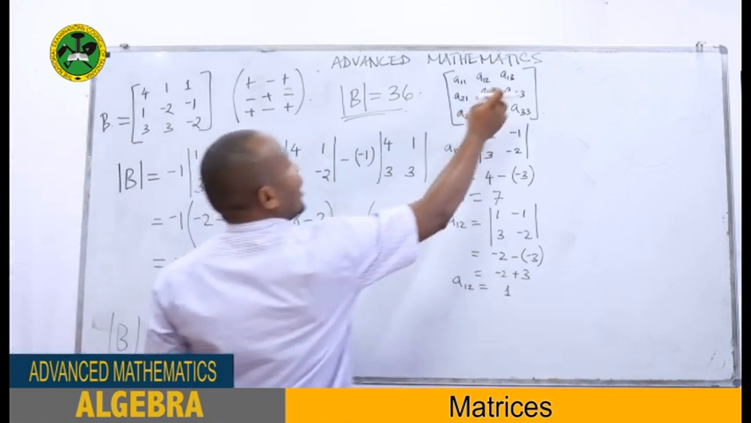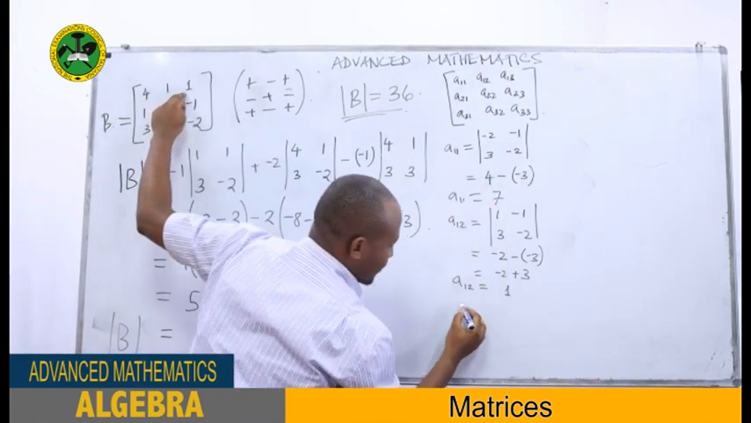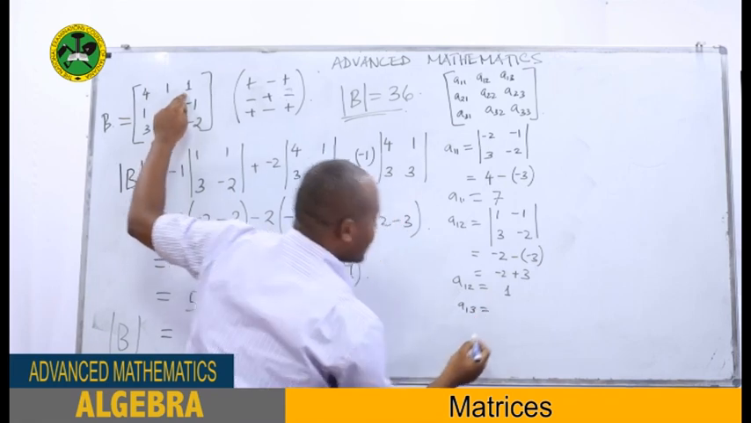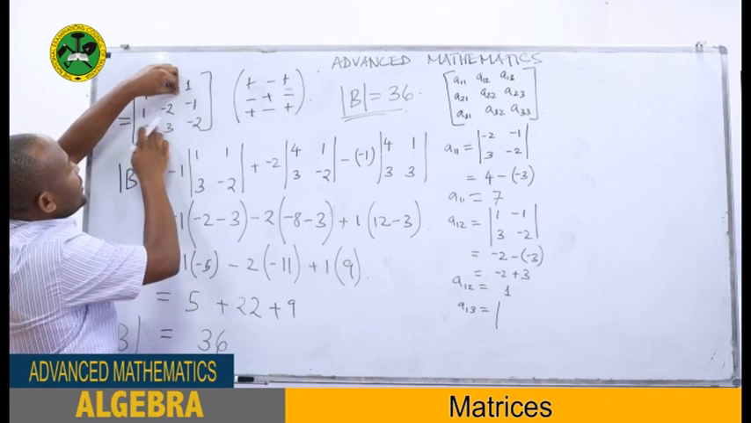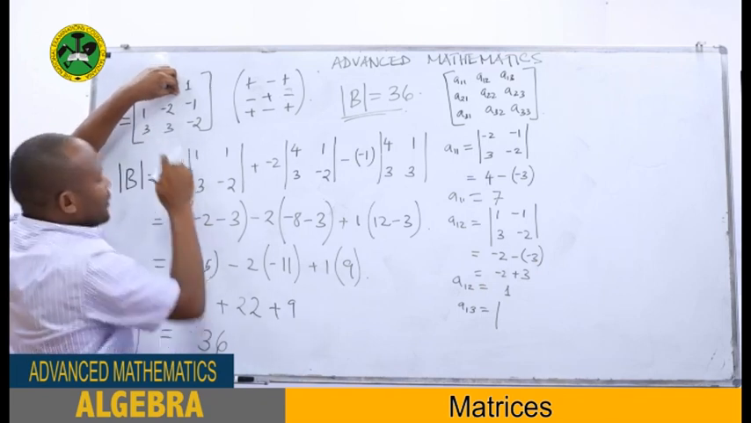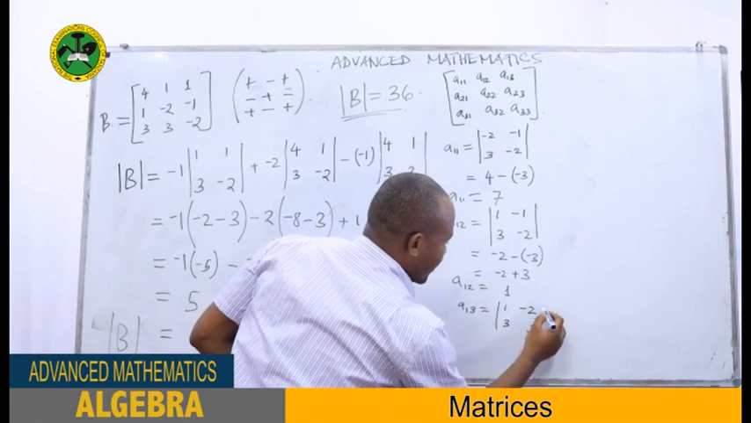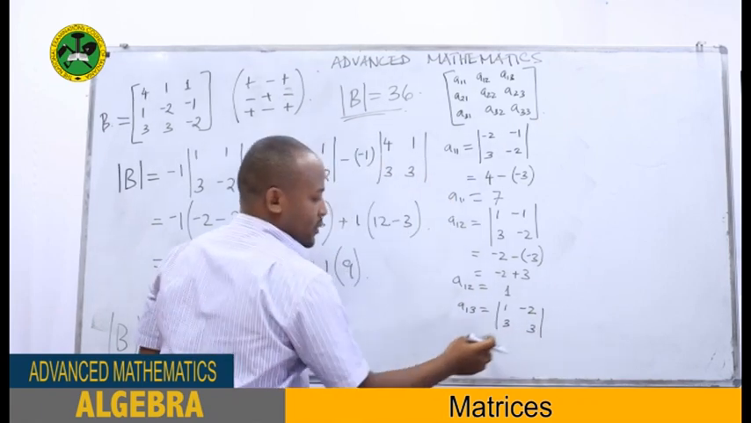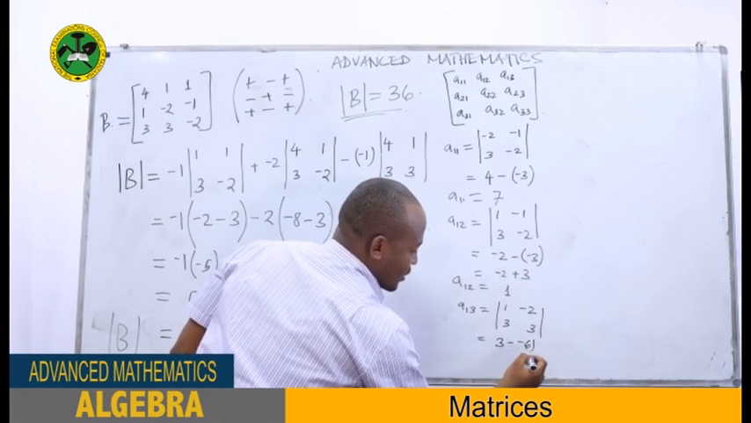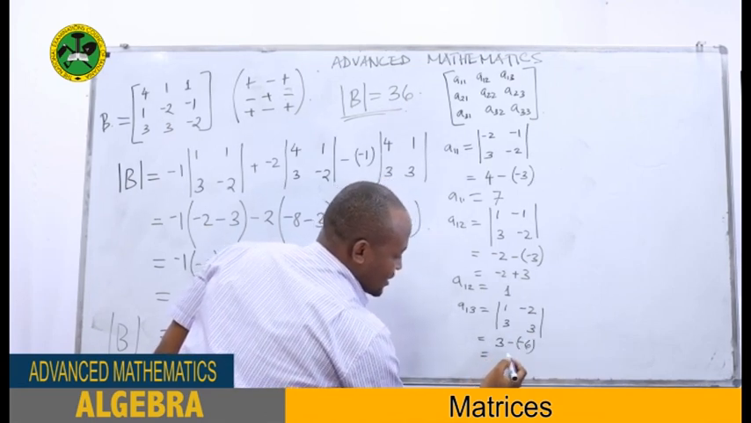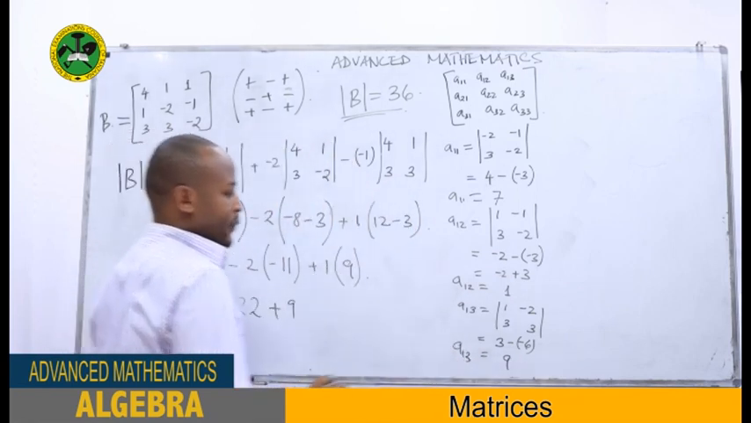Now let's go to A1,3. That means it is the determinant of 1, negative 2, 3, 3. Which equals what? 3 minus negative 6, and that is 9. A1,3 equals 9.